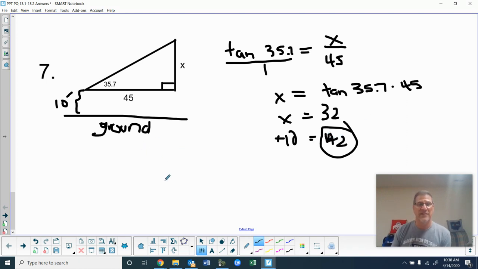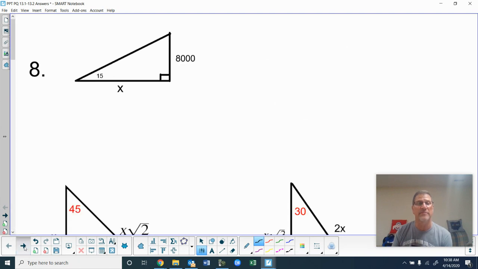All right, so that's number 7, halfway done with this. Again, pay attention to those little details. That person's eye level was 10 feet above the ground. Number 8 says this: after takeoff from an airport, an airplane's angle of ascent going up is 15 degrees. The airplane climbs to an altitude of 8,000 feet. At that point, what is the land distance between the airplane and the airport? Round your answers to the nearest foot.